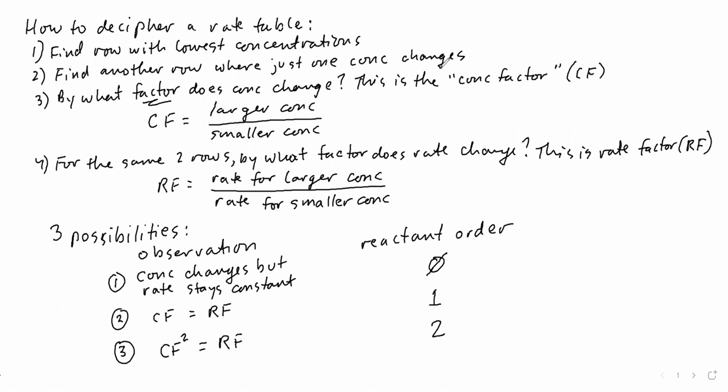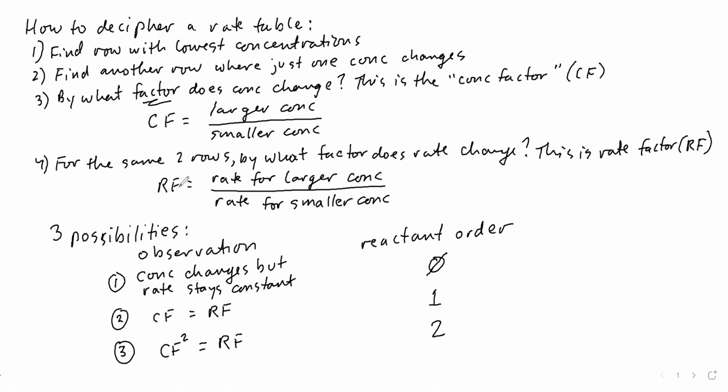Second thing we do after we find those rows is find the concentration factor for that particular reactant whose concentration is changing. Larger over smaller gives us that value. Then we find the rate factor for the same two rows, and we're looking at the rate of the larger concentration divided by the rate for when we had the smaller concentration. So we get our concentration factor and rate factor.